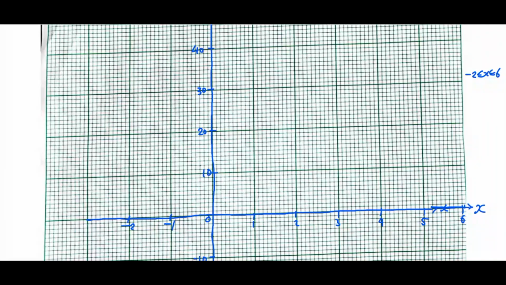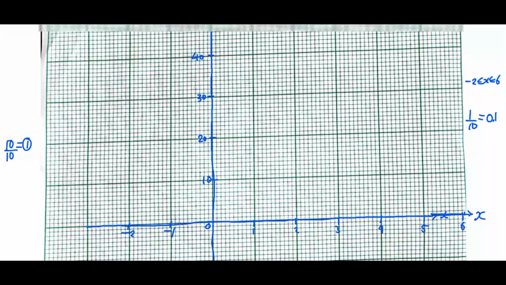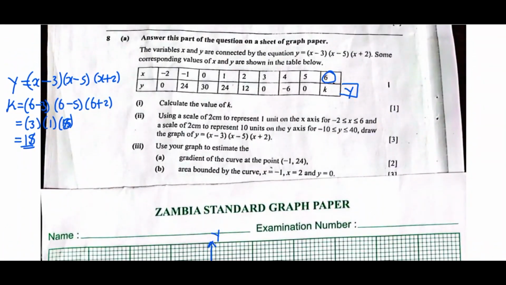Now, before we start plotting, first let's look at the x-axis. In the x-axis, 2 centimeters represent 1, so it's 1 divided by 10, so the smaller boxes each represent 0.1. Now in the y-axis it's 10 units, so 10 over 10, which is 1. Okay, so we have this information. We can now proceed.